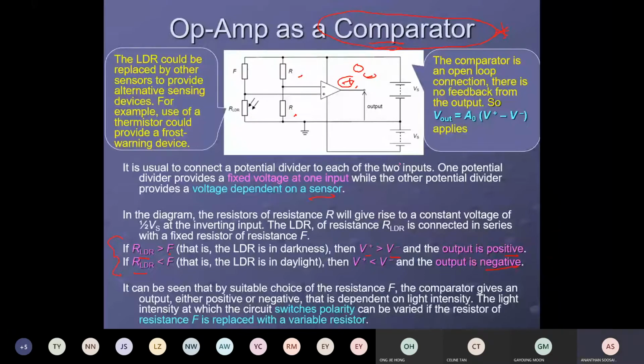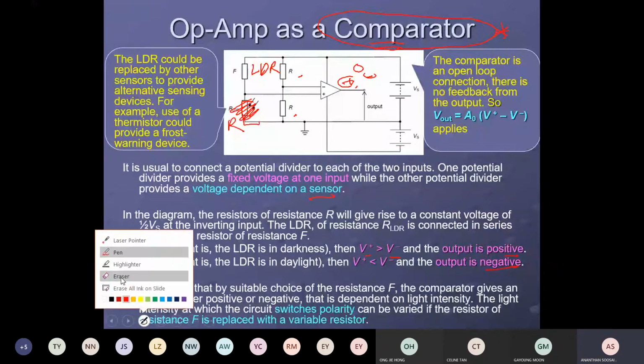Let's say this circuit is used on a street light in the evening. The operator who is fixing this circuit mistakenly puts the LDR on top and the fixed resistor at the bottom. This is a fixed resistor. Now tell me, what type of problem are you going to face if this circuit is used to switch on the street light?